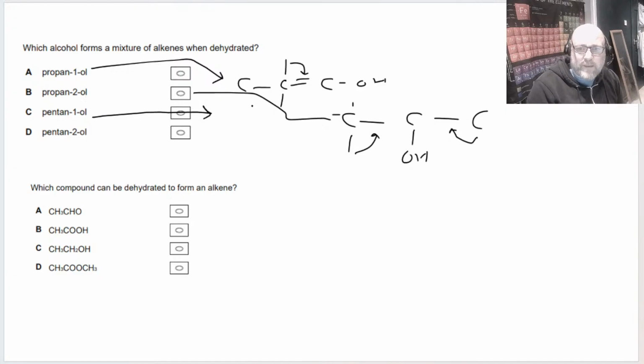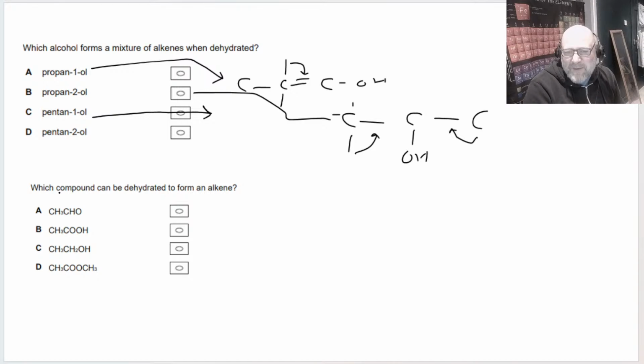So pentan-1-ol, same thing. It's at one end, so it can only form one version. Pentan-2-ol has enough that it can form different versions. So you can get like pent-1-ene, pent-2-ene, etc. Cool. Okay, D, D, D, D, D.